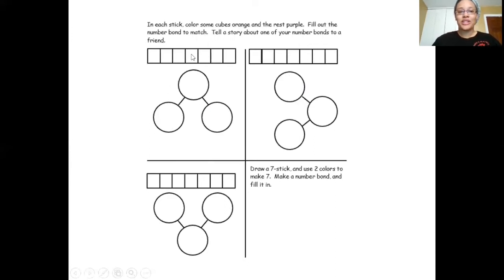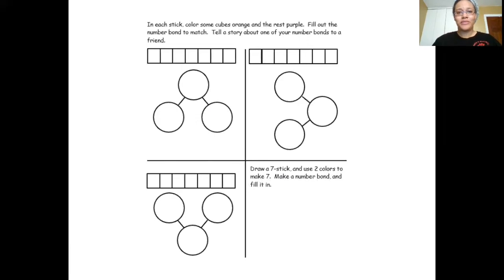So remember, you're going to color some orange, some purple. Lots of purple, a little bit of orange. A lot of purple, a little orange, or a few purple, a few orange, and a little bit of purple. Now in this section, you're going to draw a cube, a 7 stick, and use two colors to make 7. So it could be two of your favorite colors. Then you're going to make a number bond and fill it in.